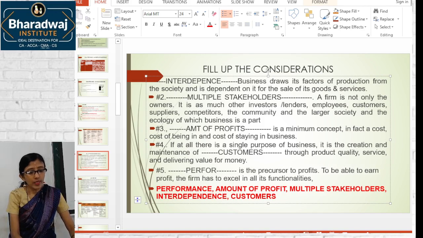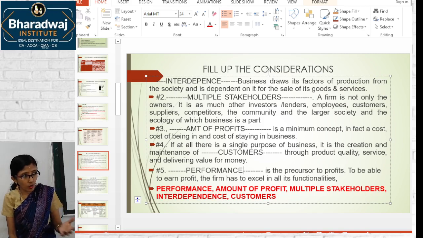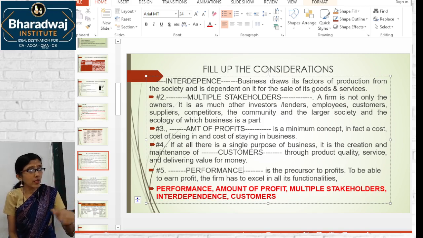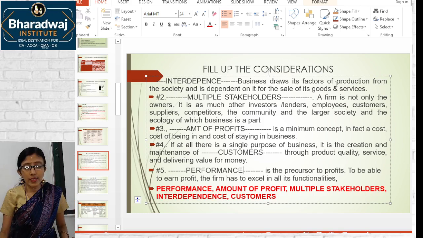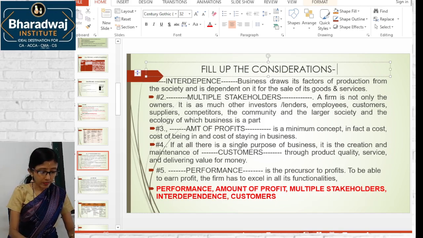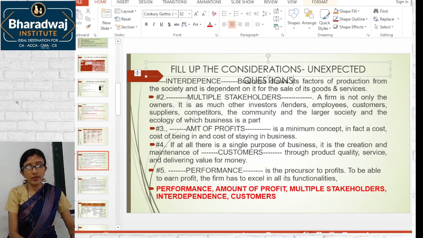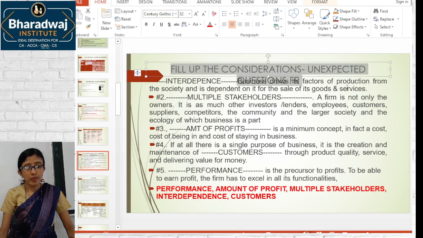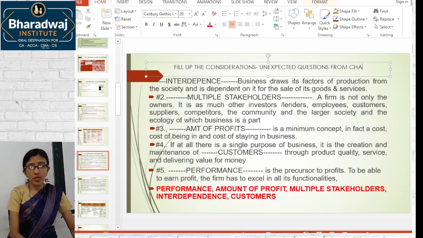Now, please don't forget this part. Generally, when they ask objectives, but this is an unexpected segment which they are asking. So make it as important. Unexpected question from topic one. These are the revision tips you are going to take from chapter one.